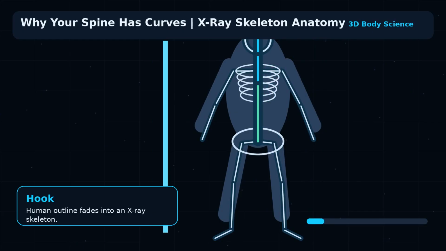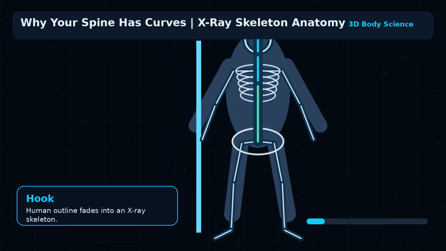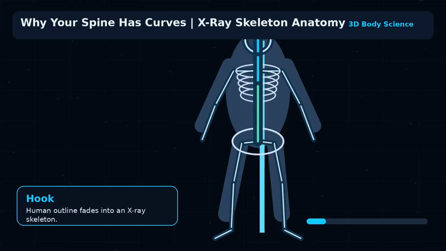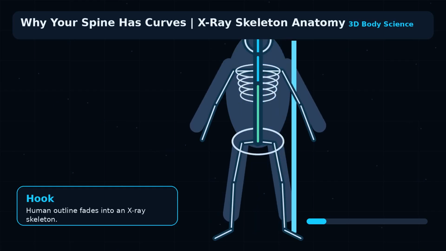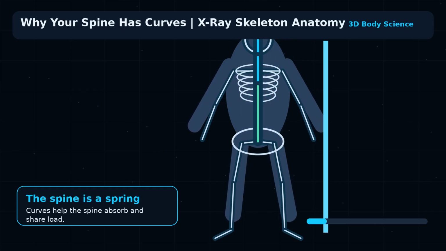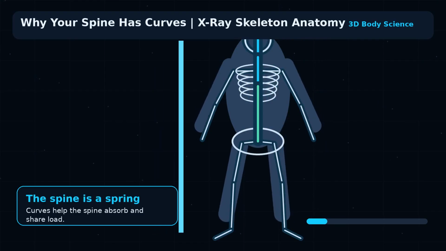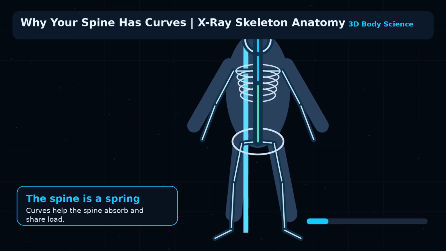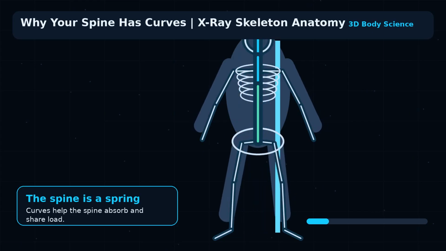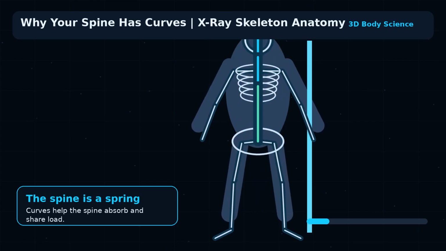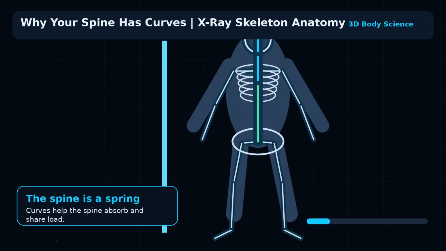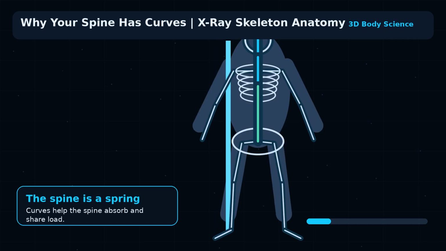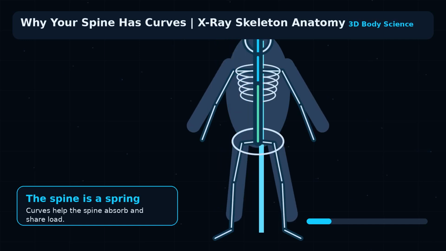On the outside, the human body can make movement look soft and simple, but when the body fades into an X-ray view, you can see that the skeleton is constantly solving balance problems. The skull has to stay above the spine, the spine has to stack over the pelvis, the pelvis has to transfer force into the legs, and the feet have to meet the ground and send that force back upward. This is why a small change in alignment can show up somewhere far away from where it started.